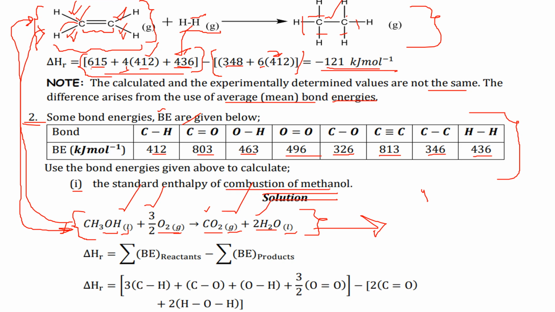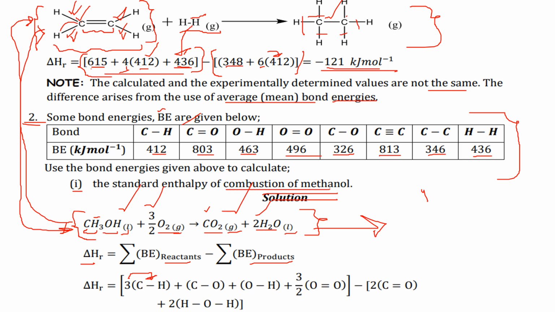So you're going to quote our formula that the enthalpy of reaction is given by the summation of the bond energies of the reactants less the summation of the bond energies of your products. So if you look at our reactants, you have methanol. Now in methanol, we have 3 carbon to hydrogen bonds. So that's why we are going to get 3, and we multiply it with the carbon to hydrogen bond energy that has been given in the table.